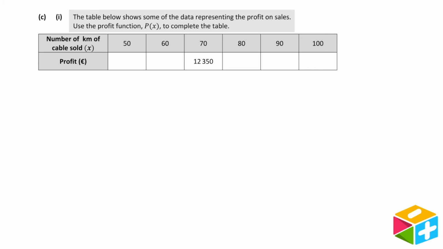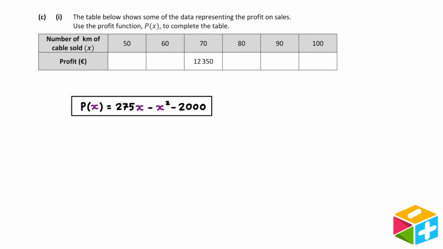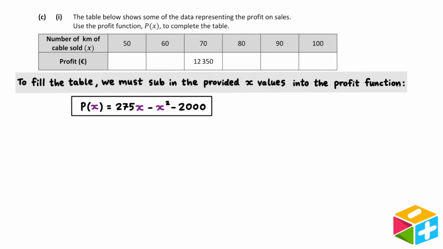The table below shows some of the data representing the profit on sales. Use the profit function, P of x, to complete the table. Well, we're told at the top of the question that the profit function, P of x, is equal to 275x minus x squared minus 2000. To fill in the table, we must sub in the provided x values into this function.